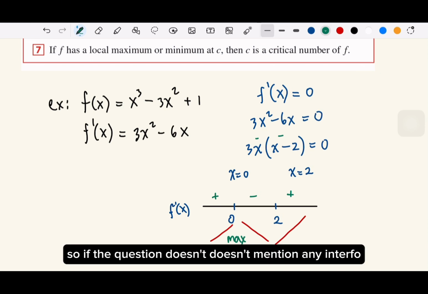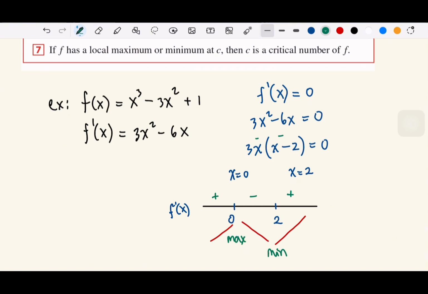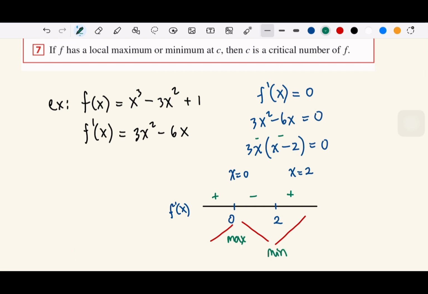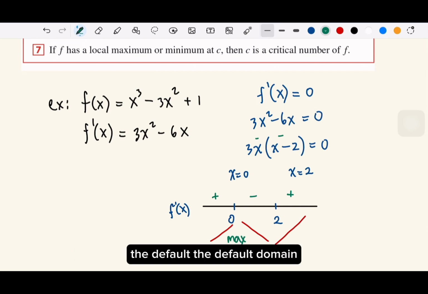So if the question doesn't mention any interval and other conditions, we just assume it's on the whole domain of that function, the default domain.